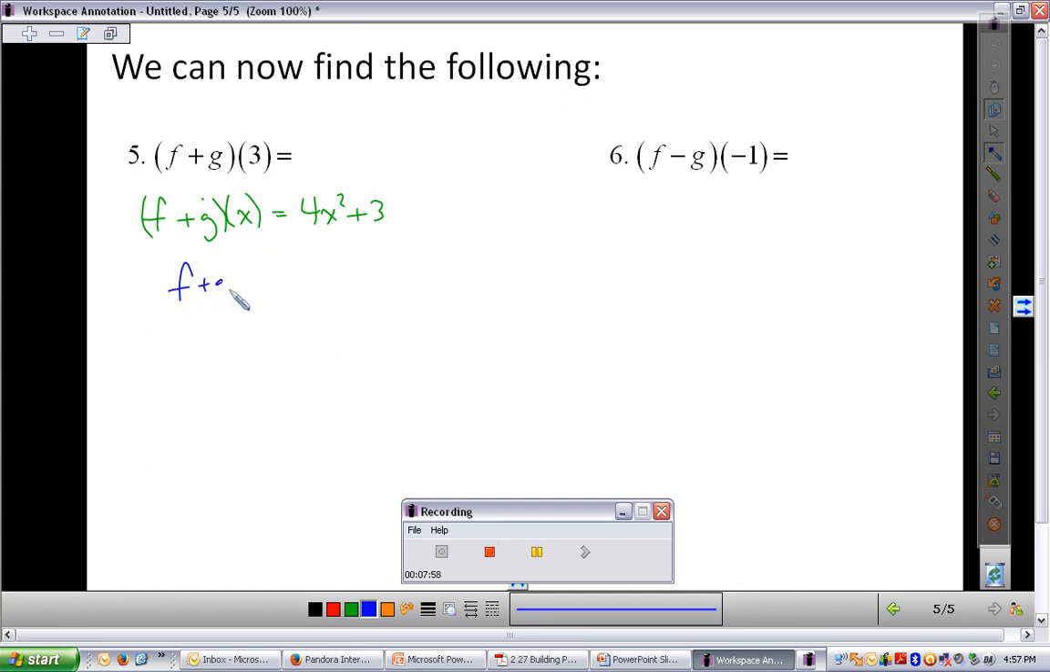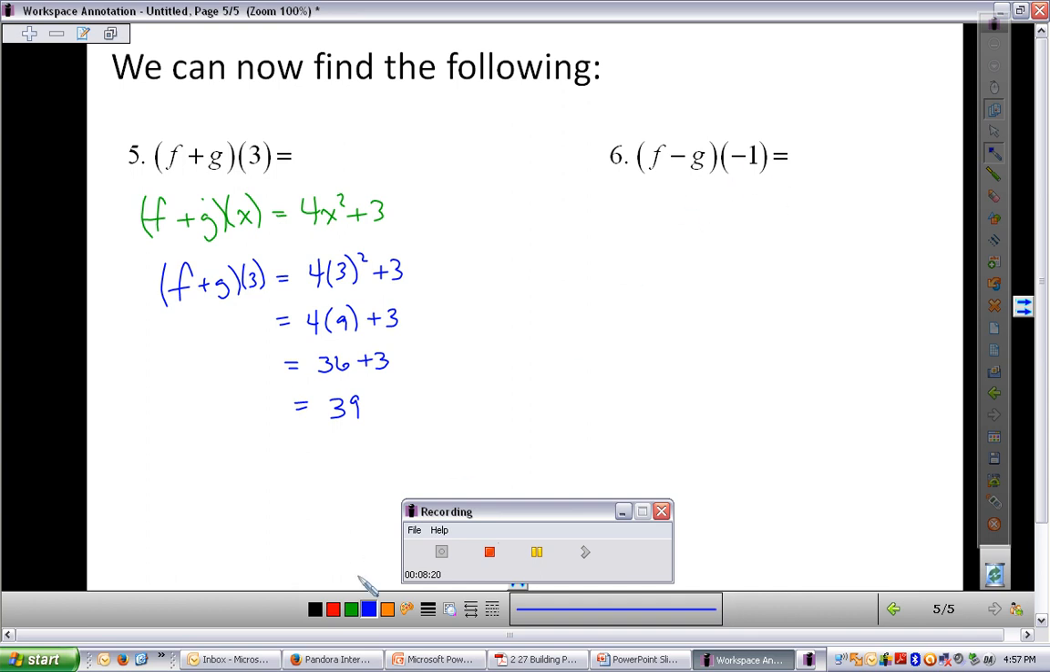So f plus g of 3, like I just said, plugging in 3 for x: 4 times 3 squared plus 3. Order of operations tells me to square this first. 3 squared is 9. 4 times 9 plus 3. 4 times 9 is 36. 36 plus 3 equals 39. Good. Let's look at number 6, f minus g of negative 1.